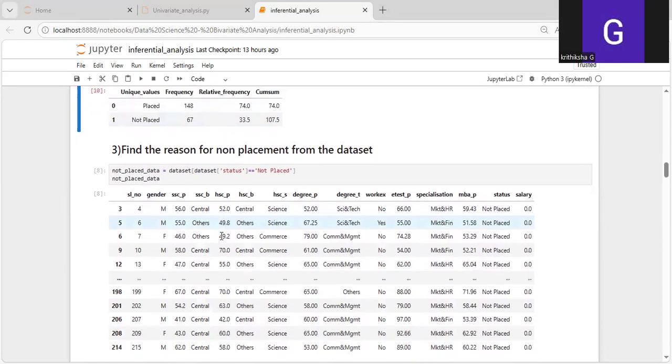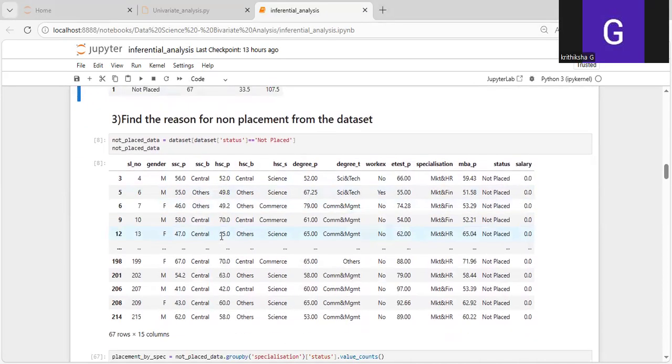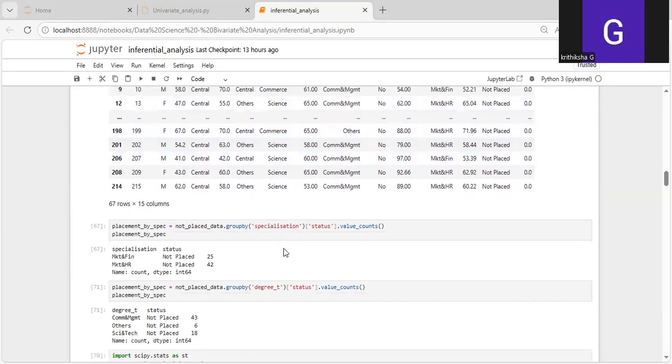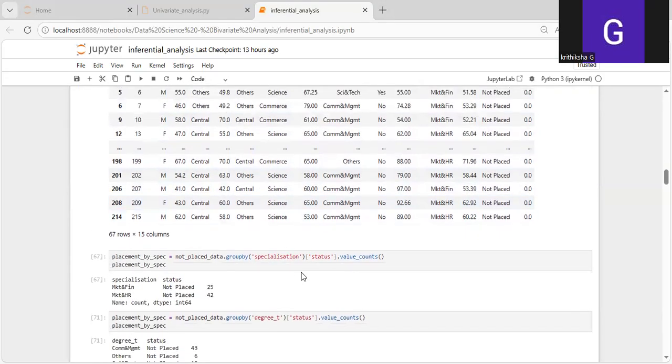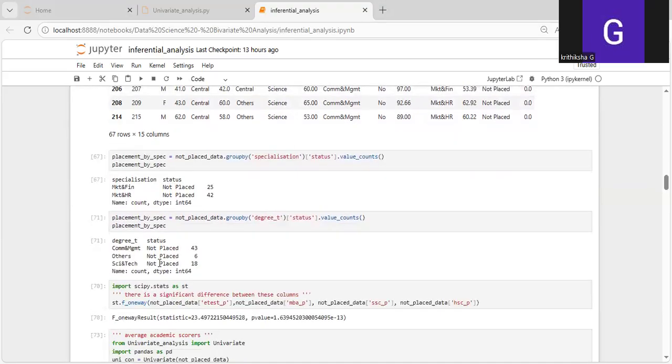Next is to find the reason for non-placement from the data set. For finding the reason for not placed students, I analyzed how many not placed students were in the data set, which is 67. And I analyzed whether there are any specialization reasons for them. Most of the students who took marketing HR were not placed.